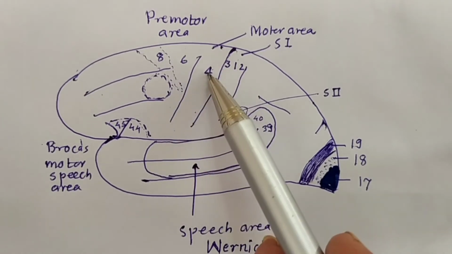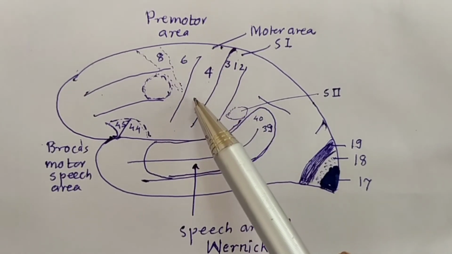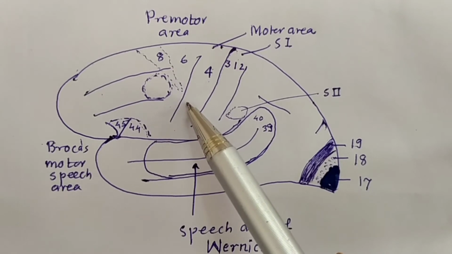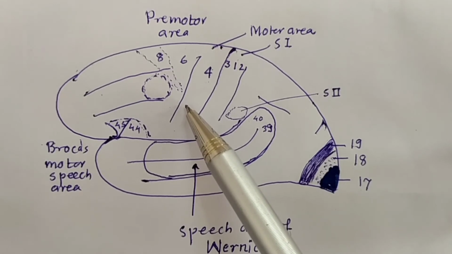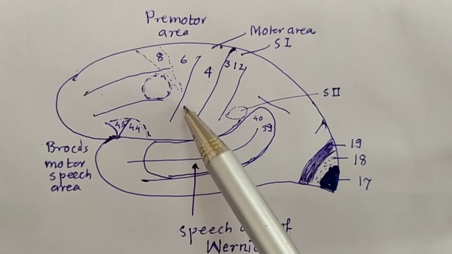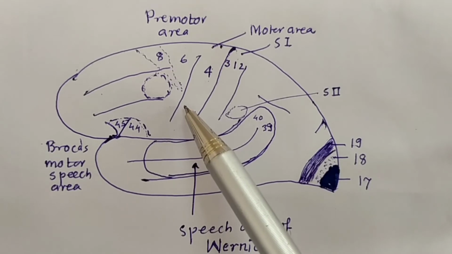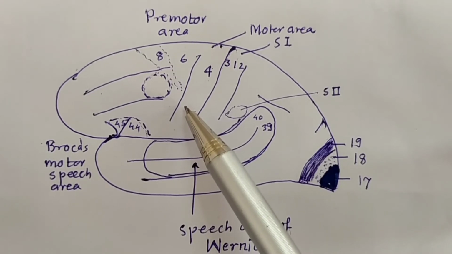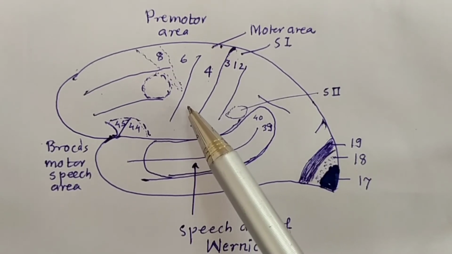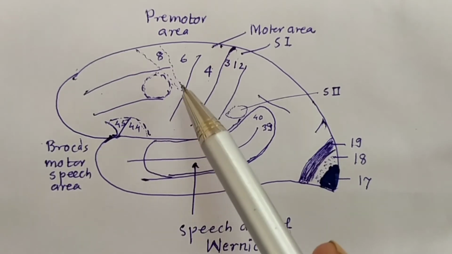The area of the cortex representing a part of the body is not proportional to the size of that part, but it is proportional to the intricacy of movements in that region. Thus, a relatively large area of cortex represents the hands and lips.